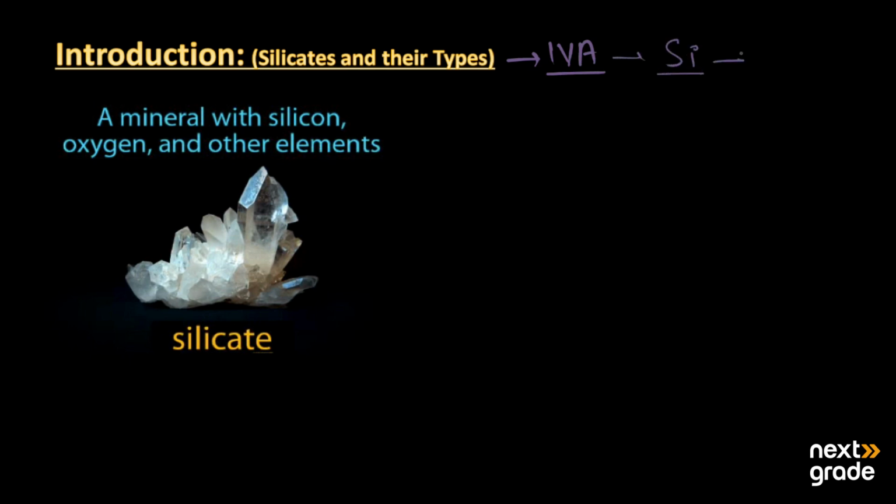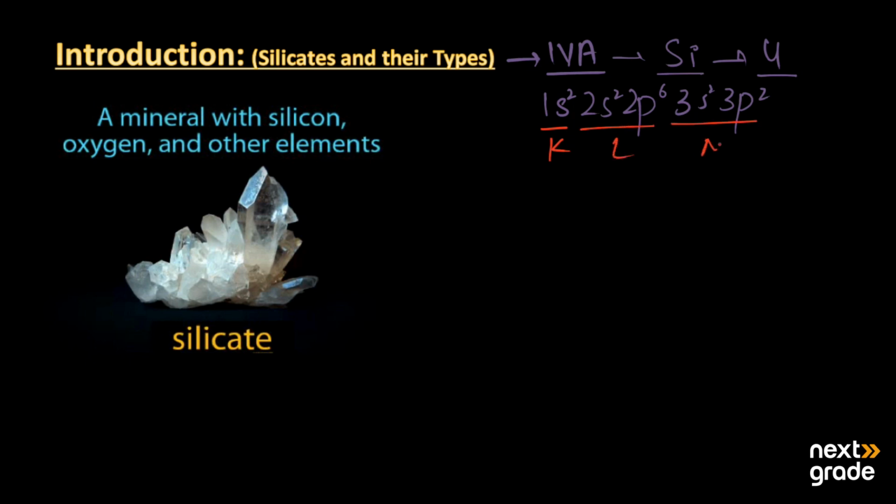It has 4 electrons in its valence shell, and its electronic configuration is 1s2, 2s2, 2p6, 3s2 and 3p2. The first shell is K, the second is L and the third one is M, which has 4 electrons in its valence shell. So silicon is mainly derived from group 4A and silicates are its compounds.